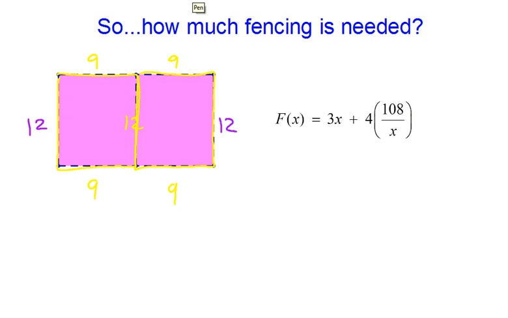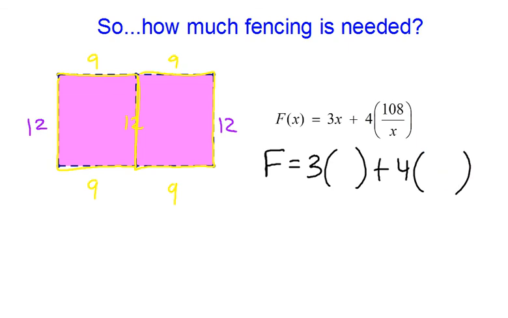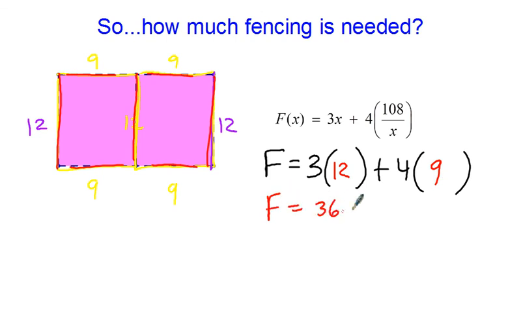Okay, so we have how much fence altogether? Maybe I'll just write it in a way that's clean and clear. We have 3 of these 12s running up and down. 1, 2, 3 12s. And then we have 1, 2, 3, 4 components of size 9. This looks easy enough. 3 12s makes 36. 4 9s also 36. And so, we get 72.